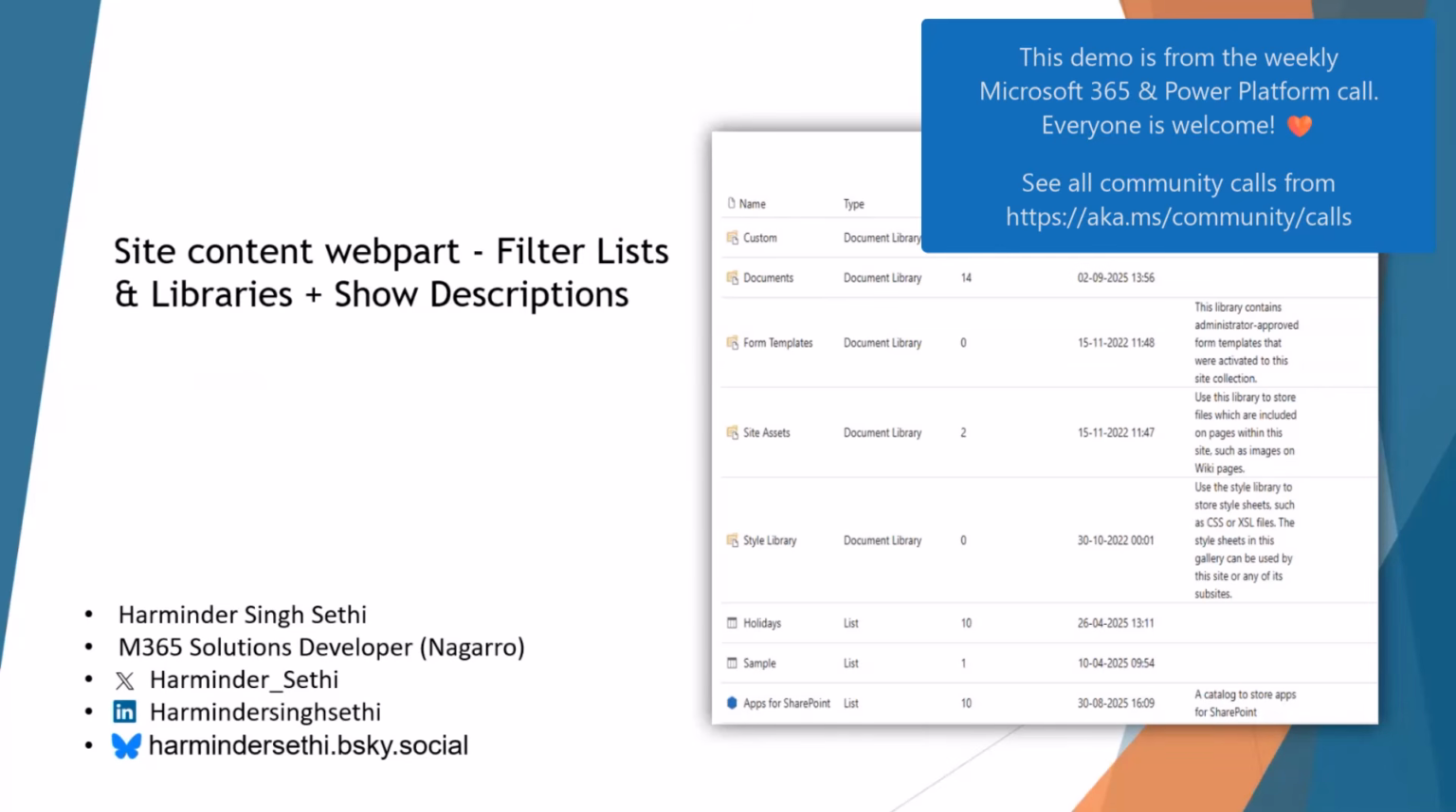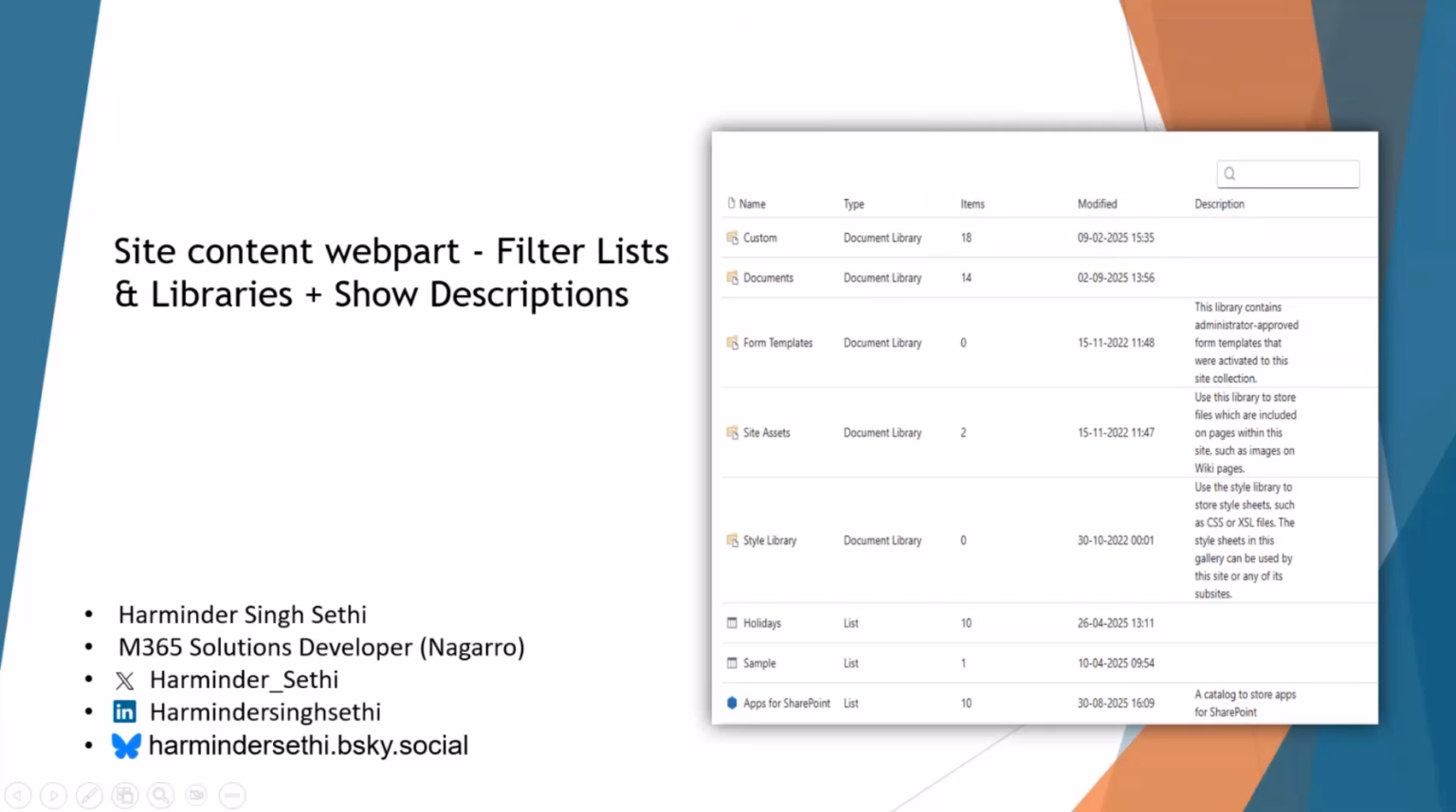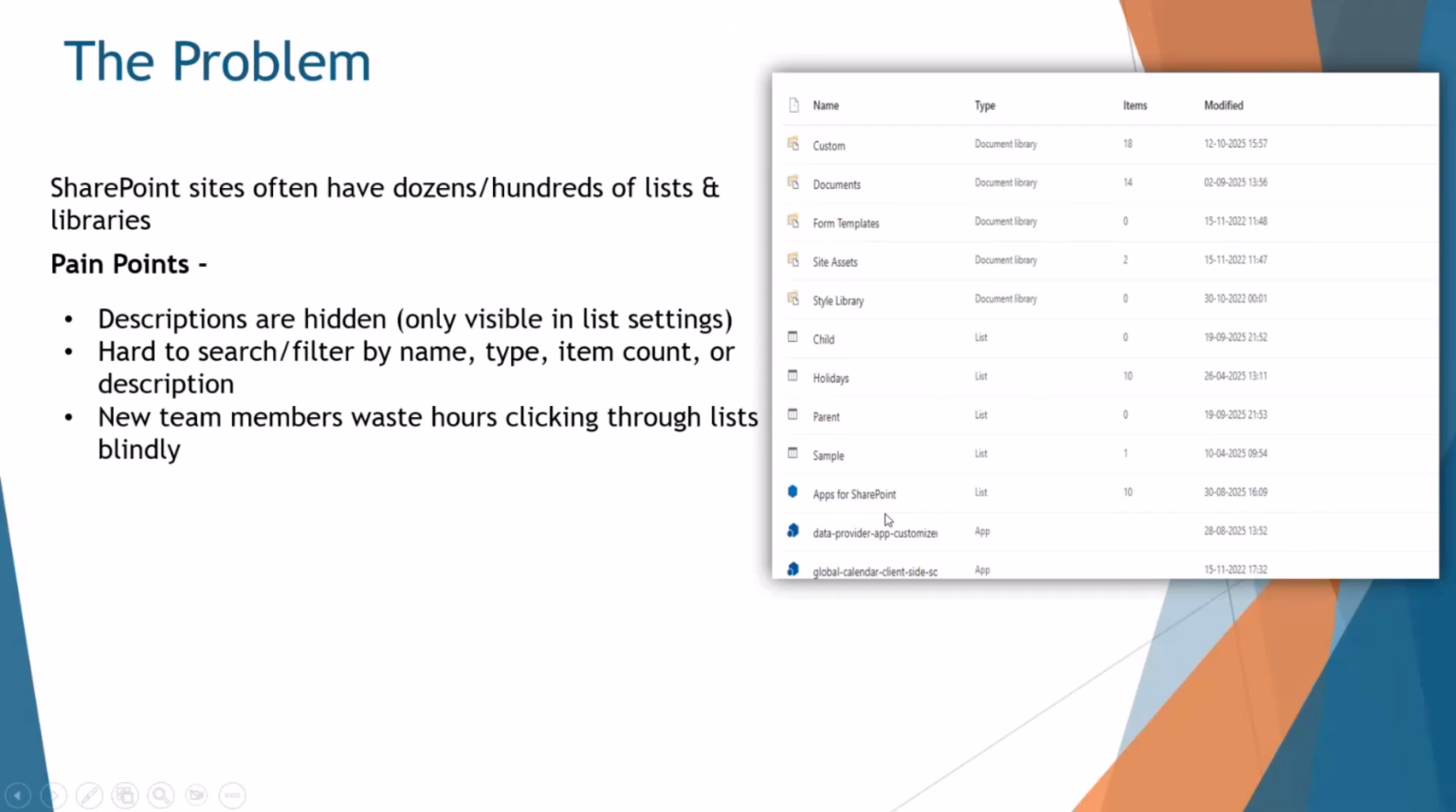Today I'm going to showcase a very little web part I have created to overcome some of the limitations from the site content page we have in SharePoint. Normally the site content page shows us very limited information, and when the size of the site grows, we find it difficult to find the correct list or library we need to work on. Most of the time that information lies in the description of the list and library, which is not visible by default.